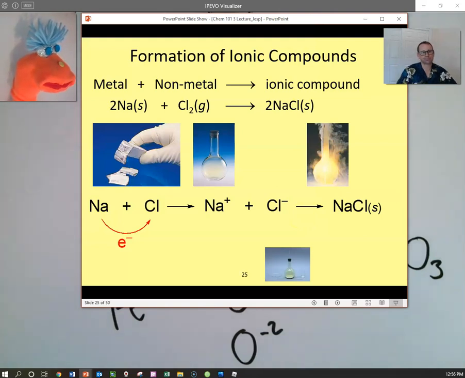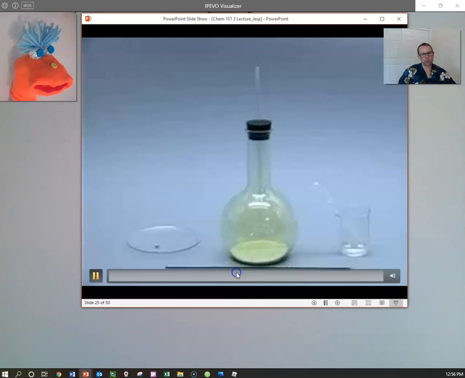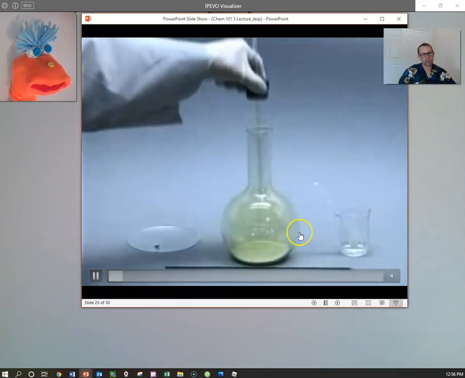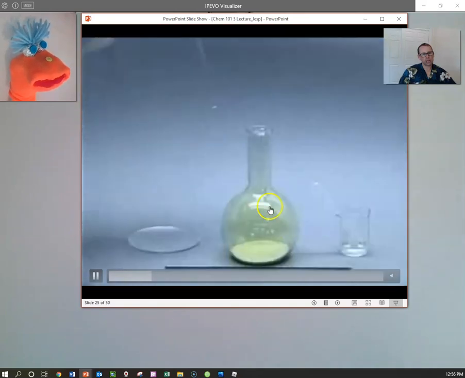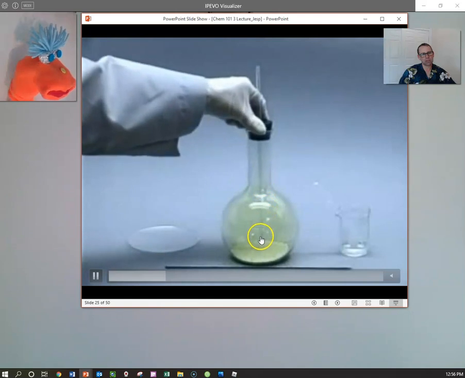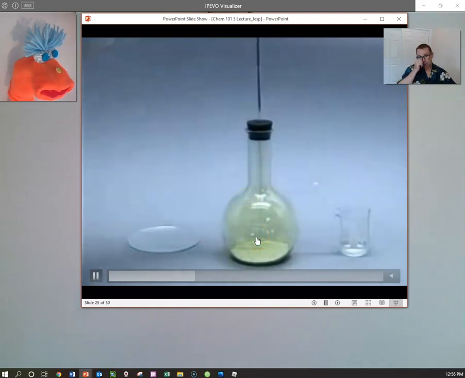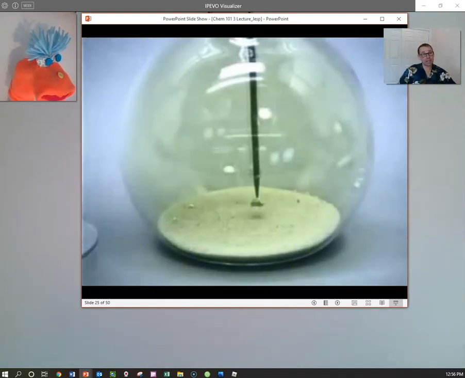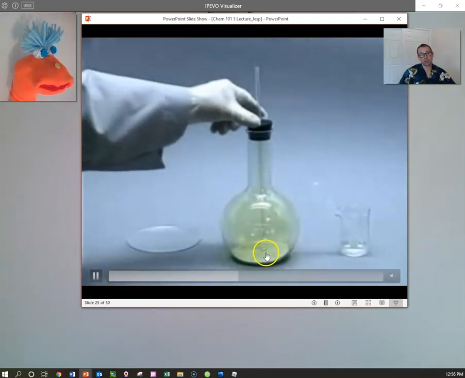Very good. Now, here's our classic example, which we will refer to frequently, where we think of sodium metal and chlorine gas coming together to form a compound. I'll show you this video here as we talk about why sodium and chlorine like to come together. That's a piece of sodium metal at the end of that straw, and the gas inside that flask is chlorine gas. At the bottom of the flask, there's a little bit of sand.